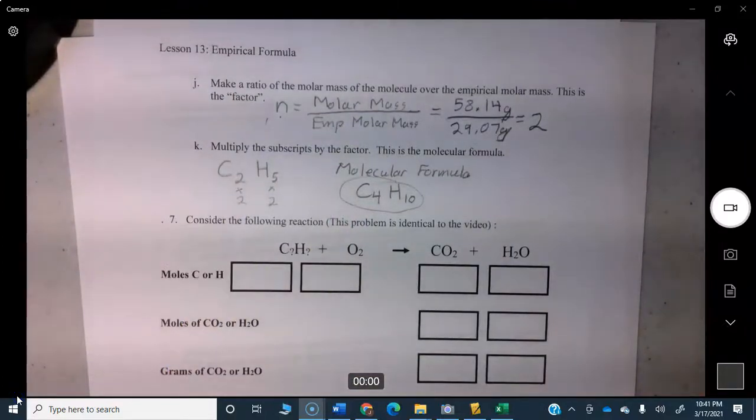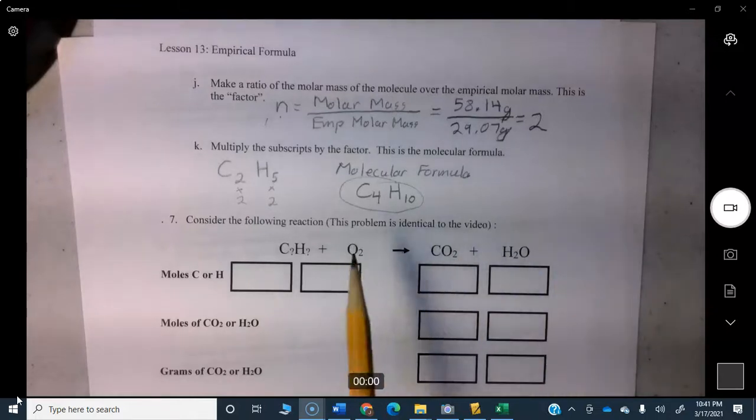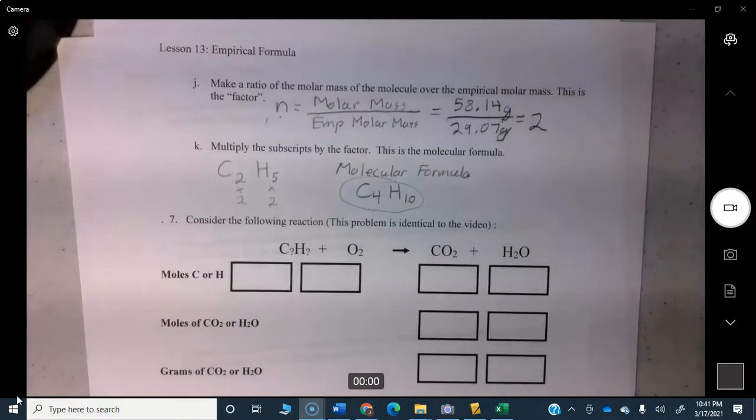Okay, so that is the end of the problem. Go ahead and do number 7 on your own. Number 5 you can do on your own with the help of the instructional video, because number 5 is done in the instructional video. Those are the same numbers used there.